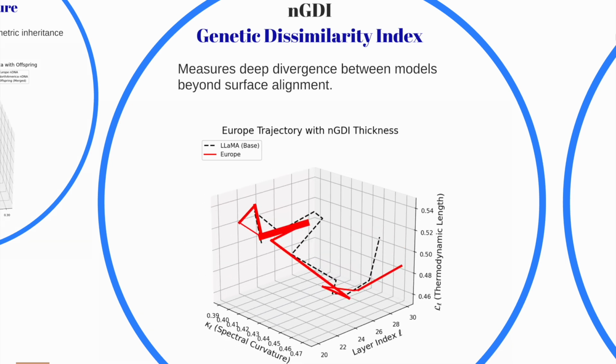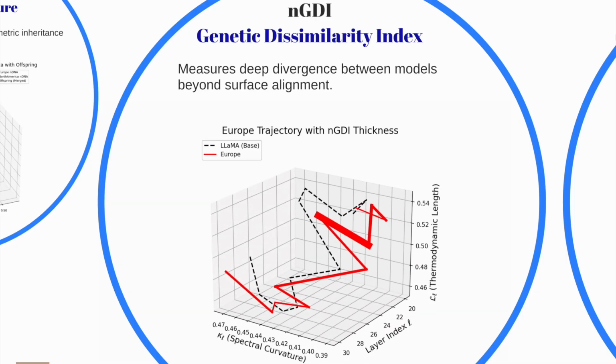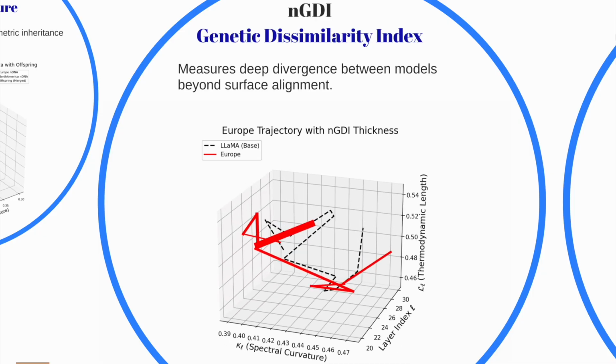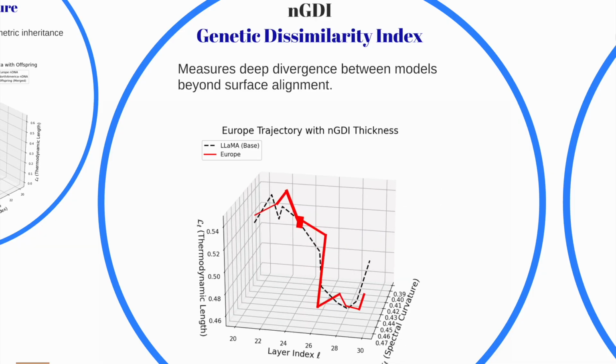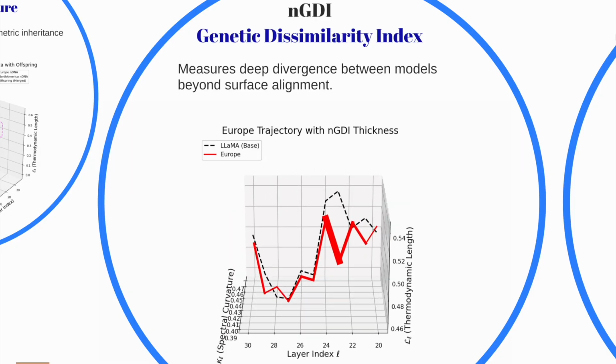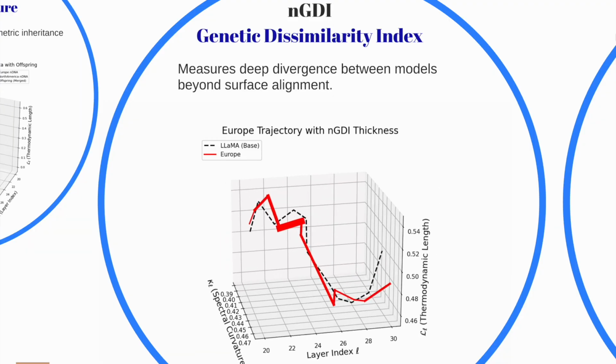Low NGDI means the manifolds are compatible. High NGDI means the two minds are taking different internal routes to the answer. Purpose of NGDI: to pinpoint where transfer or fusion will break down, so we can add adapters, retune normalization, or do targeted fine-tuning exactly at those layers before we merge, distill, or ensemble.